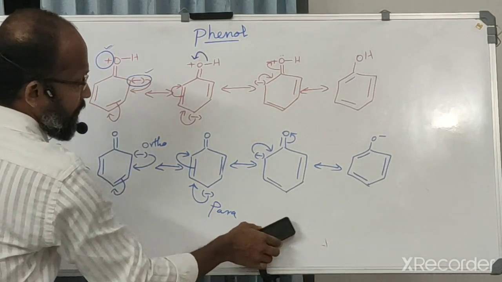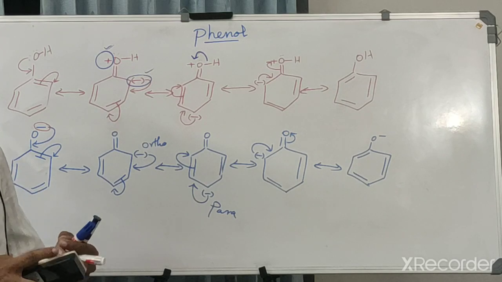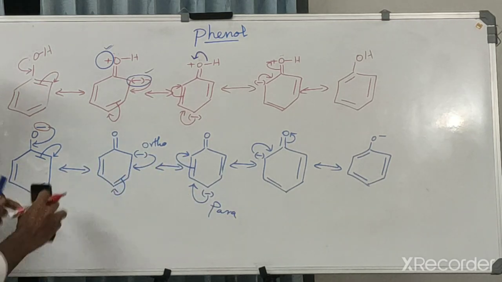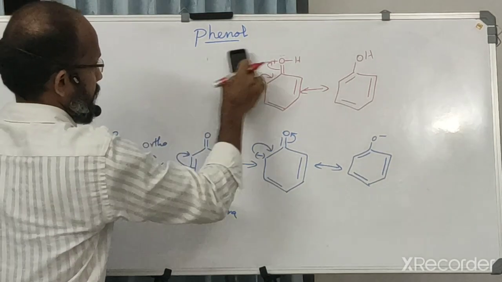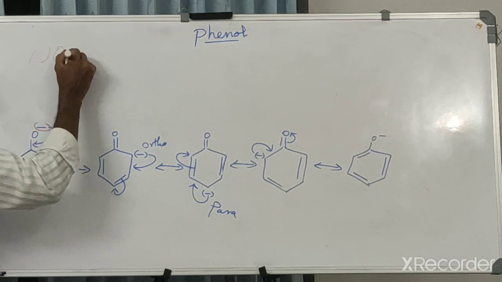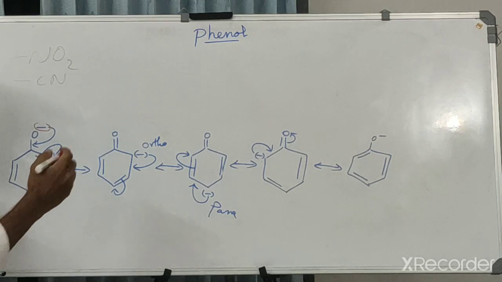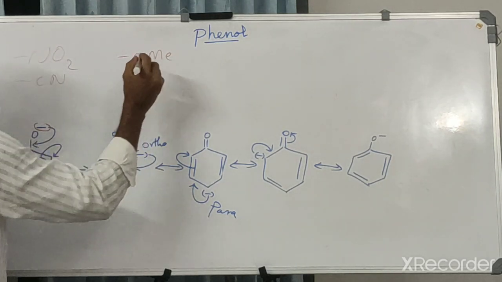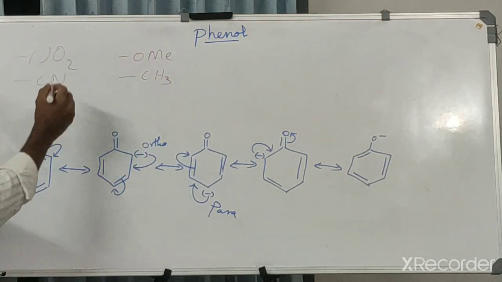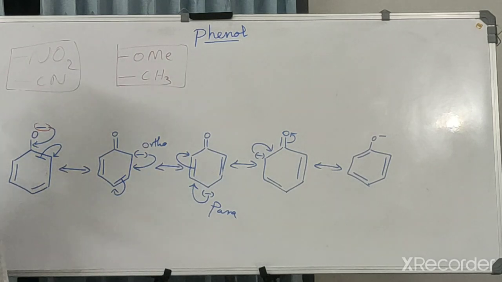Another factor we should consider is how we can increase the acidic nature of phenol, or how we can decrease it, now that we have found phenol is acidic. We can explain that from these resonating structures of phenoxide ion. NO2 is an electron withdrawing group. Cyano is an electron withdrawing group. But methoxy is an electron donating group, or methyl, an electron donating group. So if you attach electron withdrawing or electron donating groups to phenol, the acidic nature of phenol can be tuned.